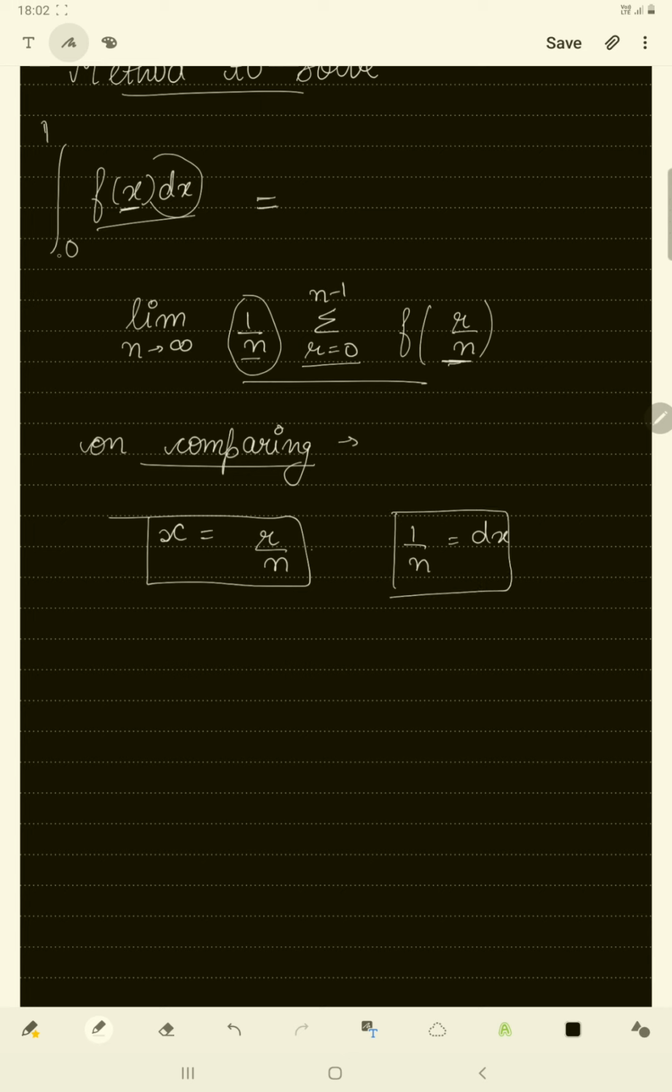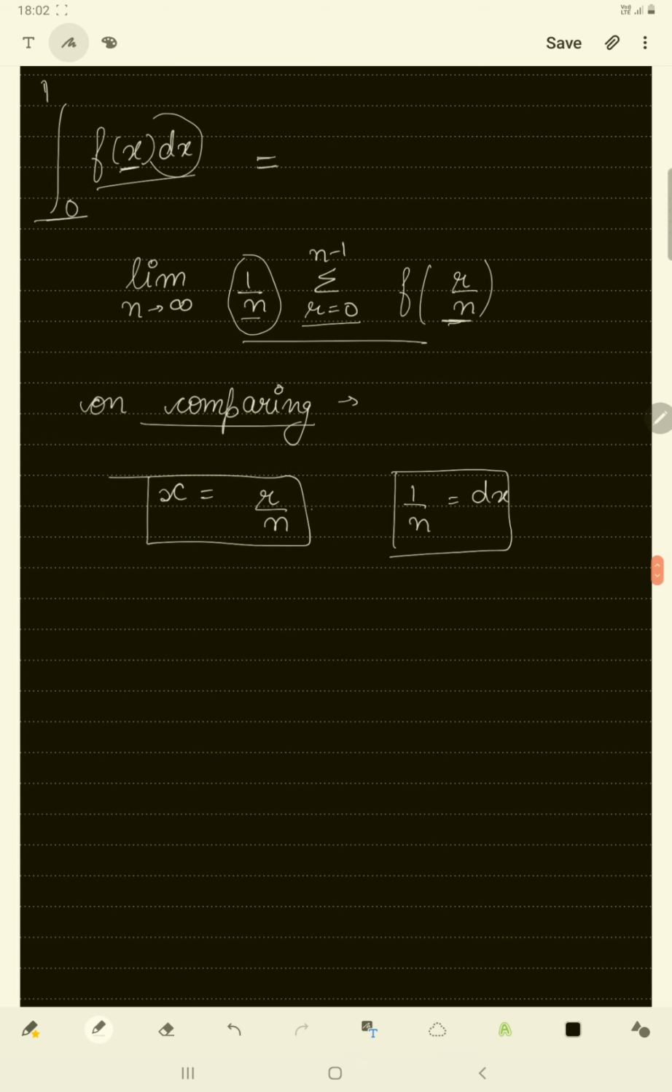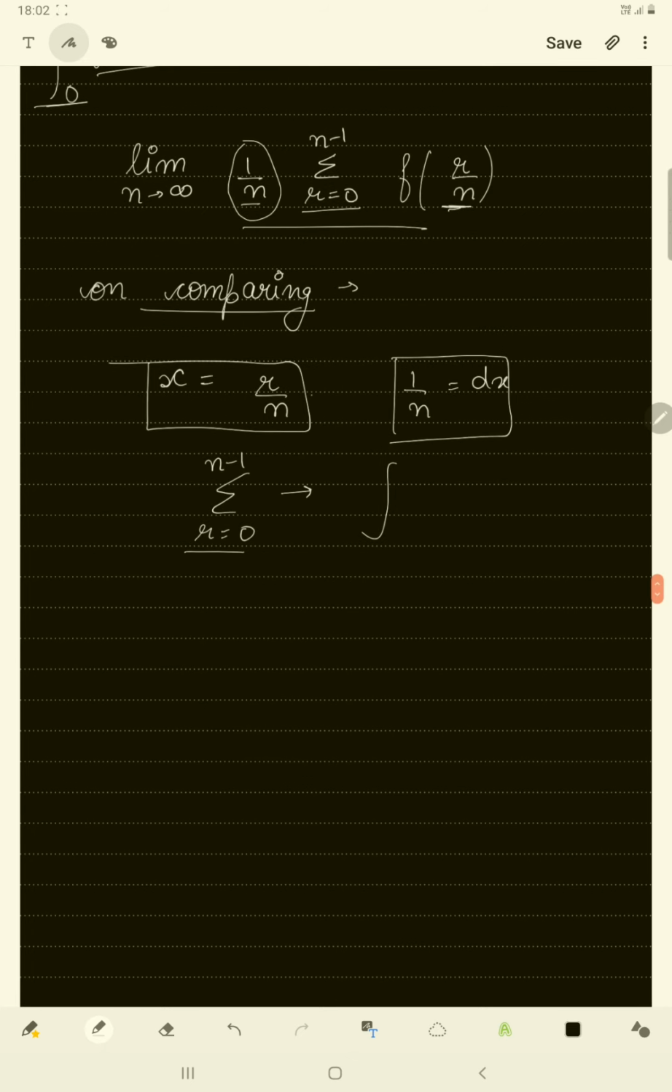The summation can be understood as an integration, since we integrate the pieces from 0 to 1. We are adding these pieces up, which can be replaced by the summation sign. So the summation becomes an integration sign in these types of problems where r is equal to 0 to n minus 1, and we need to put the value r equal to 0 in r upon n to get the lower limit. When we put r equal to 0, we get 0 over here, so the lower limit is 0.